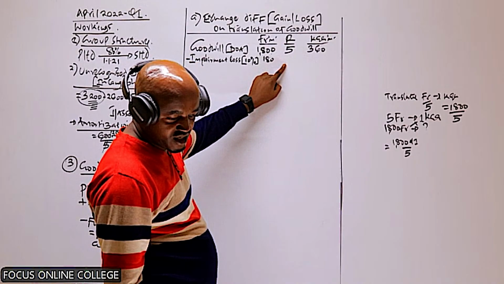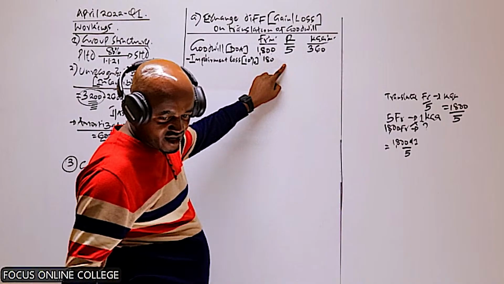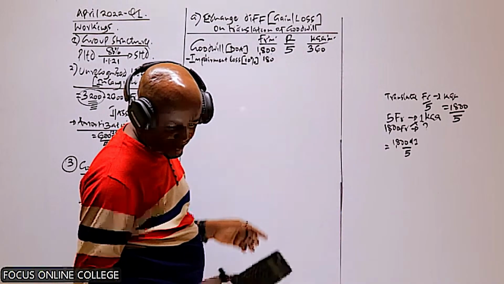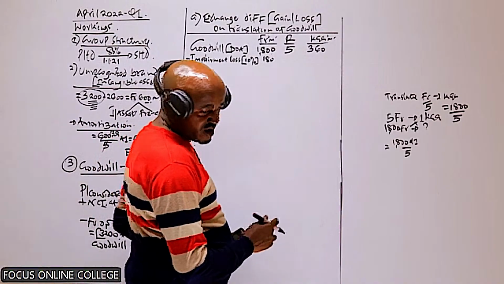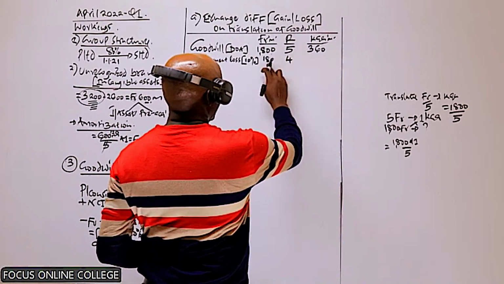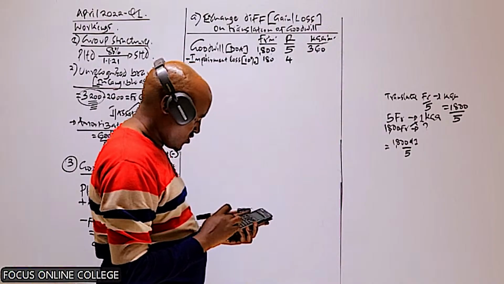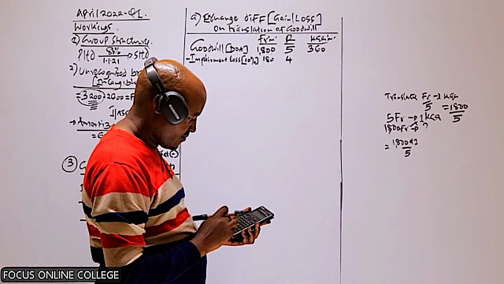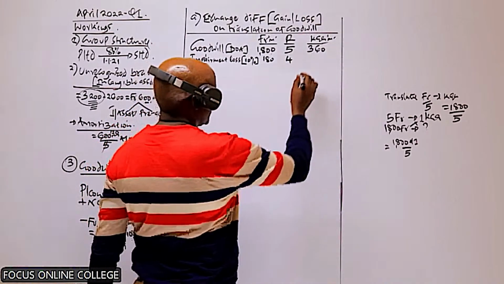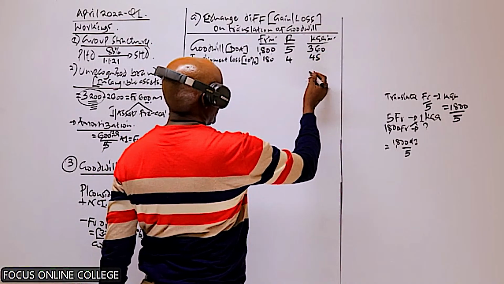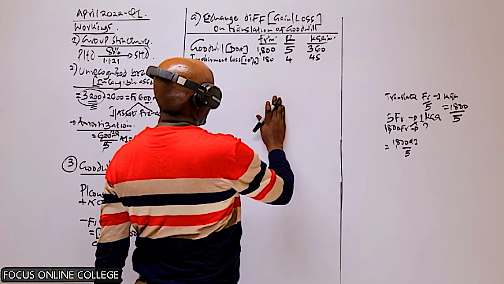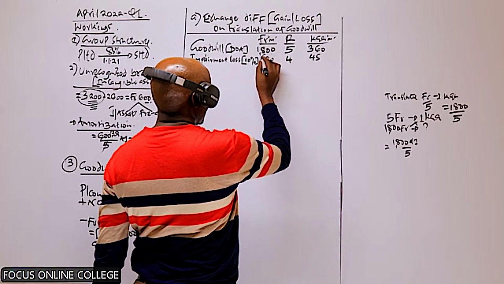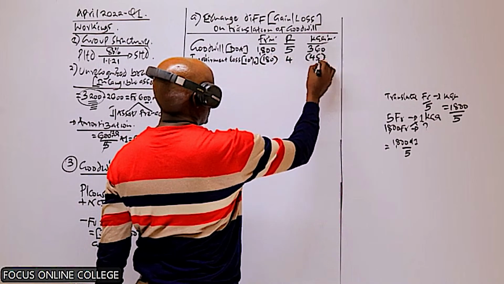The average exchange rate as per note number 5 is 4. So we take this divided by 4. What do we get? 180 divided by 4 will give us 45. Then remember this one should reduce the value for goodwill.